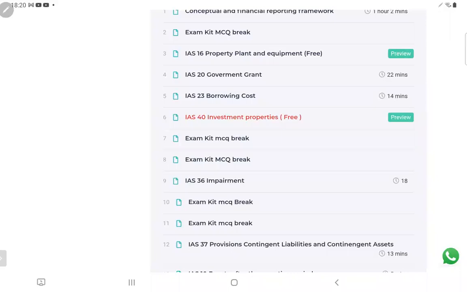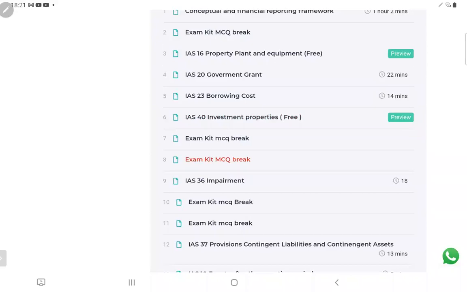Right? So when we are done with the exam kit MCQ break, again we will have one more exam kit MCQ break. This will be done in the same live session. Now, the second exam kit MCQ break will be related to the section B questions. And what are the section B questions? As you know, these are the OTQs. The OTQs are mini scenarios in which you will get 5 requirements, which consist of either MCQs or true and false, or vice versa.